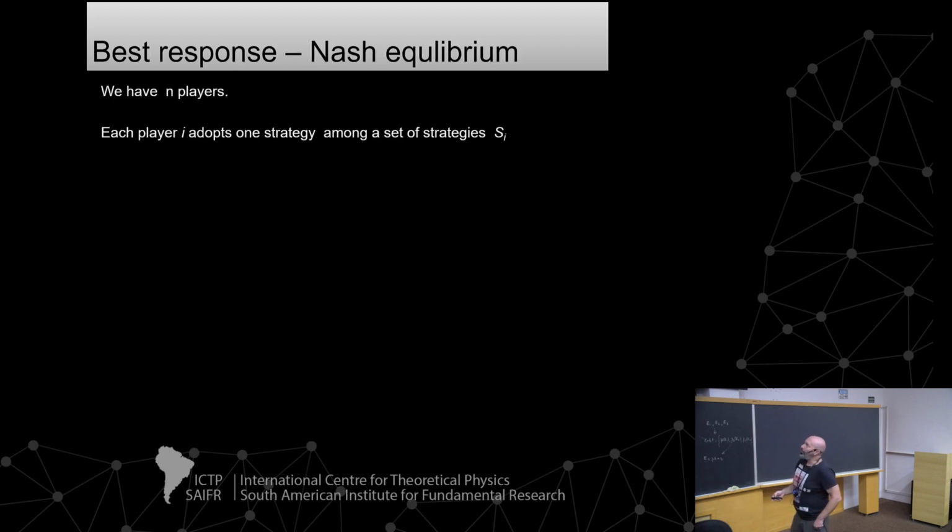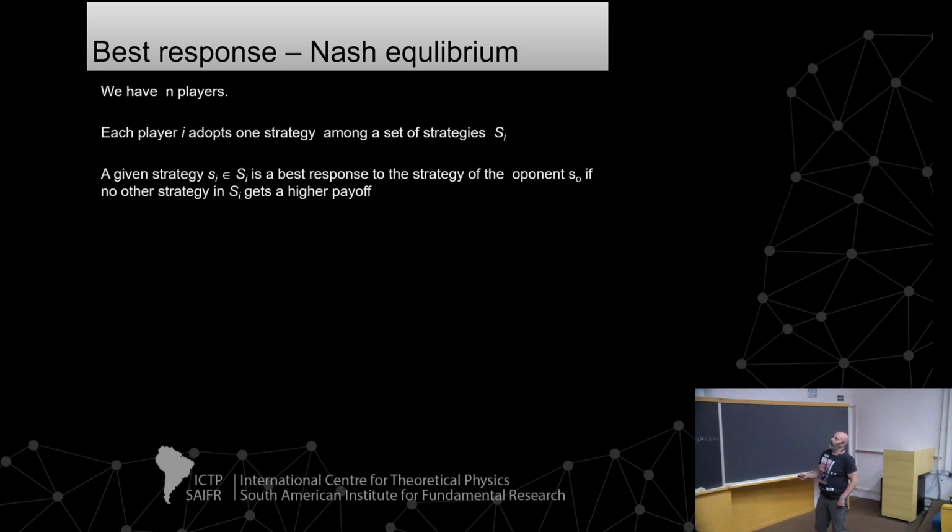There is a concept that is very important, and this is the concept of best response. Suppose that we have n players, okay? And each player i adopts one strategy among a set of possible strategies that we will call Si. A given strategy si that belongs to the set of possible strategies is a best response to the strategy of the opponent, so, if no other strategy in the set of possible strategies gets a higher payoff.